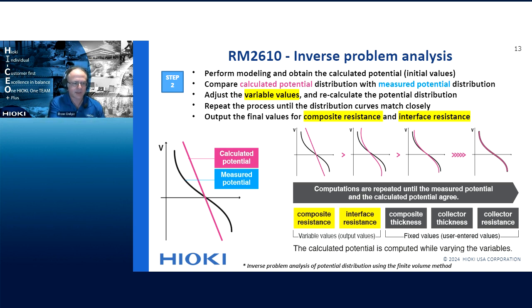The process is repeated until the distribution curves, in other words, the measured and the calculated, are in close agreement. And at that point, when there's close agreement between what we've calculated and what we've measured, the parameters for the composite resistance and interface resistance are output from the system.